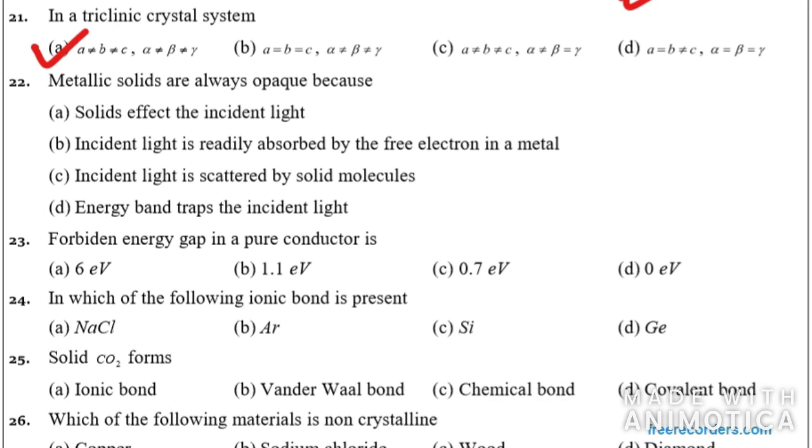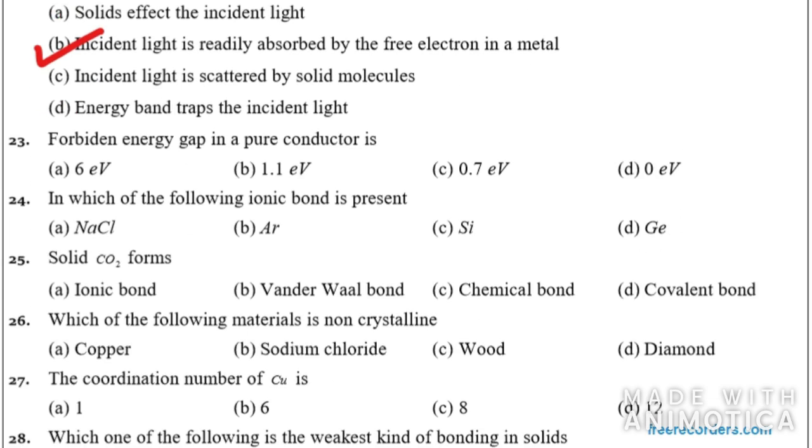Incident light is readily absorbed by the free electron in the metal. Incident light is scattered by solid molecules. Energy band traps the incident light. So the right option is: incident light is actually very readily absorbed by the free electron in a metal. So 22 is for B.